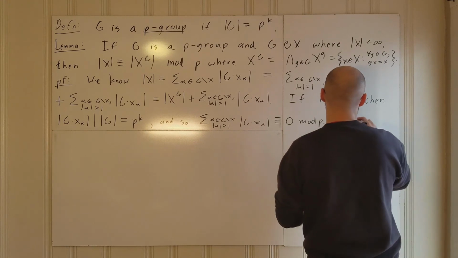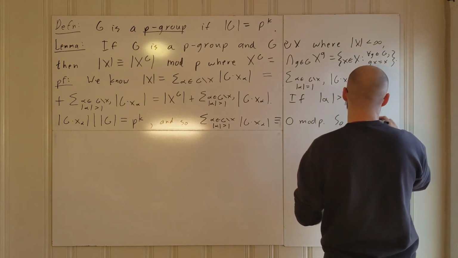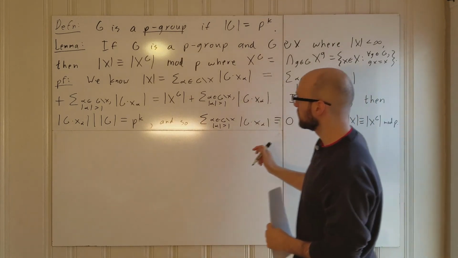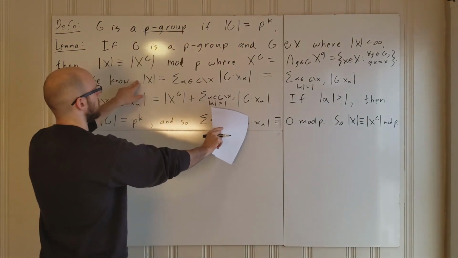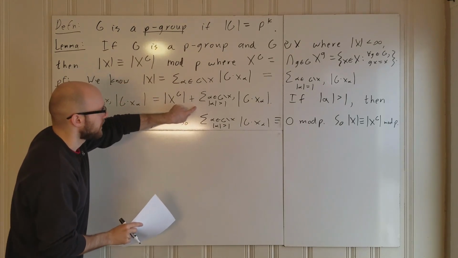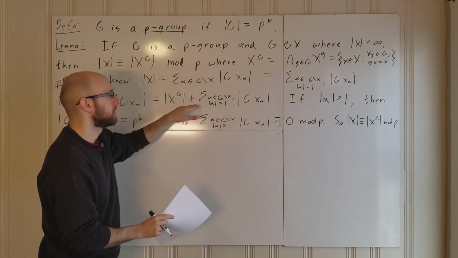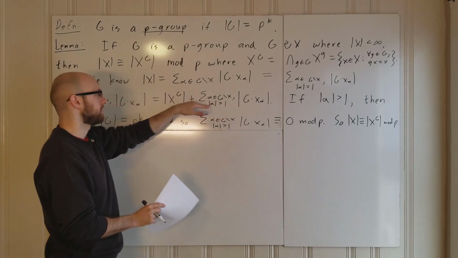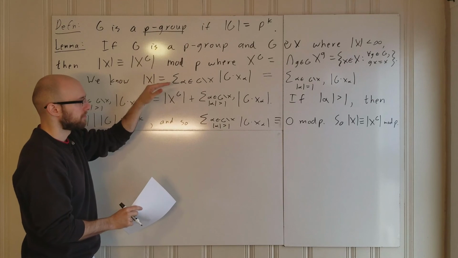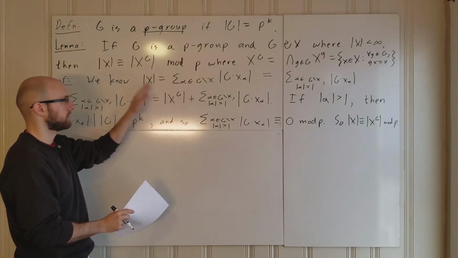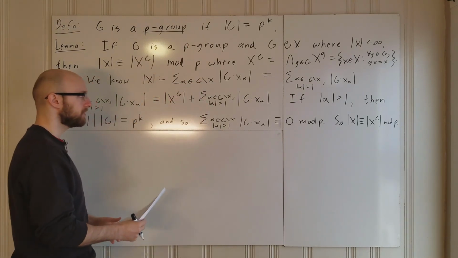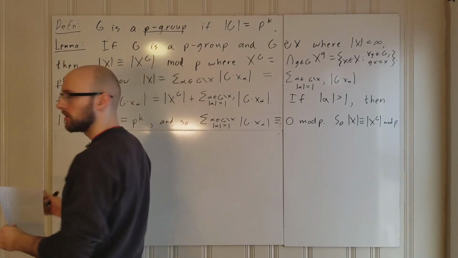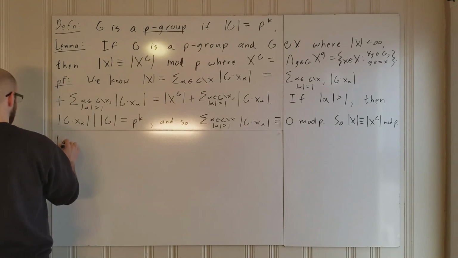And so the norm of x is equivalent to the norm of x to the g mod p, because you just look at this equation and you've got this thing is equivalent to 0, plus the norm of x to the g, which is equivalent to norm x to the g mod p, and this thing is equal to x, and so we get the desired result. Okay, so that's an interesting lemma, and now we've got another lemma.